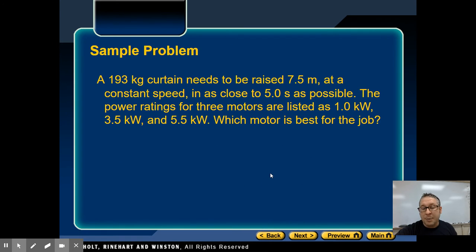So we're going to hop right into a couple of examples here. I've actually added a second example after this one for you to pay attention to and help solve. So anyway, first off, we have a 193 kilogram curtain needs to be raised 7.5 meters at a constant speed in as close to 5 seconds as possible. The power ratings for 3 motors are listed as 1.0 kilowatt, 3.5 kilowatts, and 5.5 kilowatts. Which motor is best for the job?